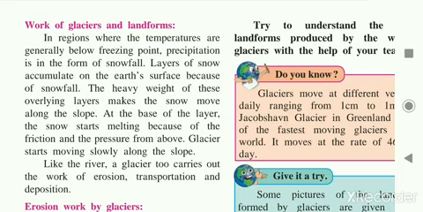Precipitation mainly occurs in the form of snowfall. If the temperature is below freezing point, the water droplets turn into ice particles and snowfall occurs. Layers of snow accumulate on the earth's surface, and because of snowfall, layers upon layers are deposited, and these layers of snow move along the slope. At the base of the layer, the snow starts melting because of friction and the pressure from above, and glaciers start moving along the slope of the mountain. This huge mass of ice moving down the mountain slope is called a glacier.